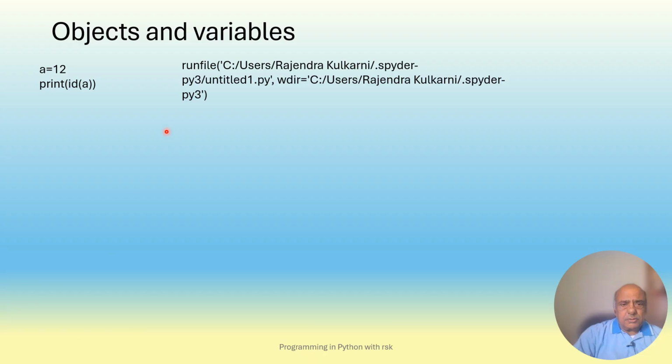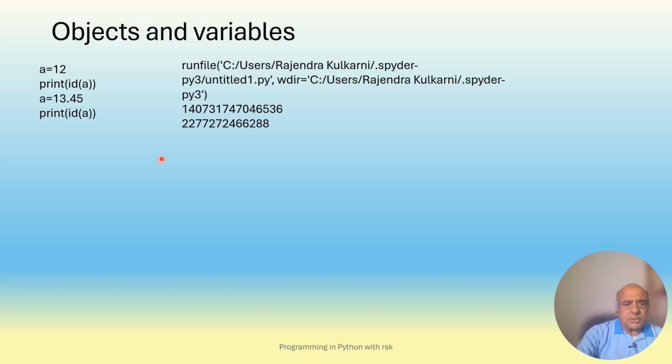Here again we are getting ourselves more clarification on objects and variables. A is equal to 12, then print ID A. So this is the ID ending with 6536. Now the same A has been assigned a value 13.45 in the same program. Now it gets another ID which ends with 6288. Then again A is assigned 0.